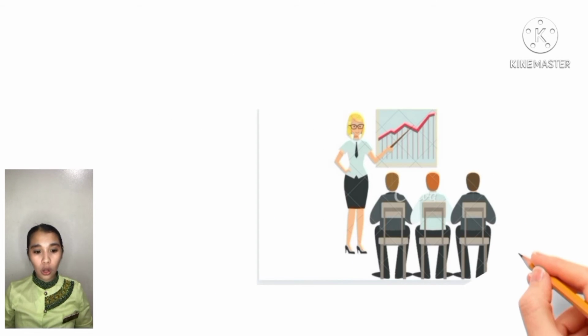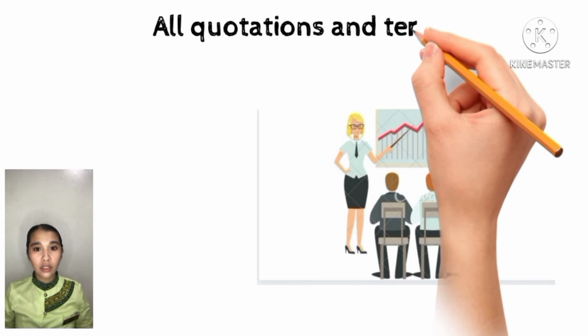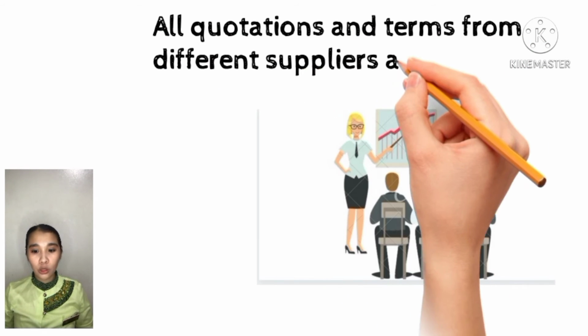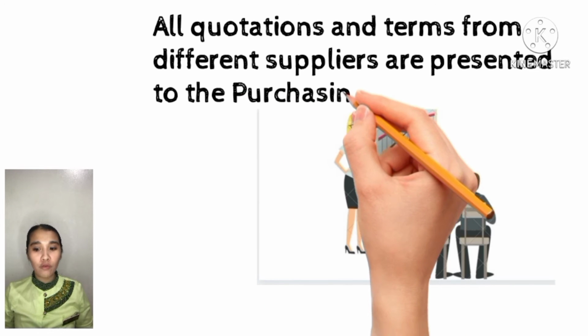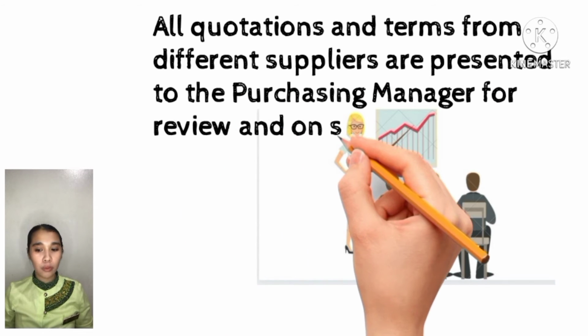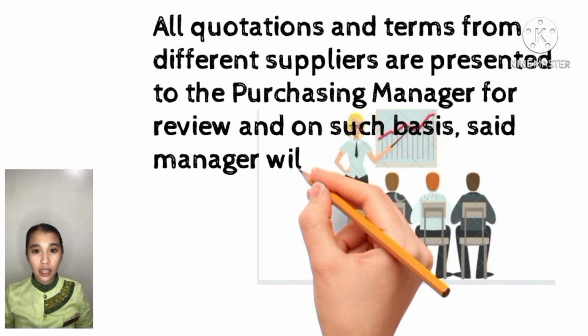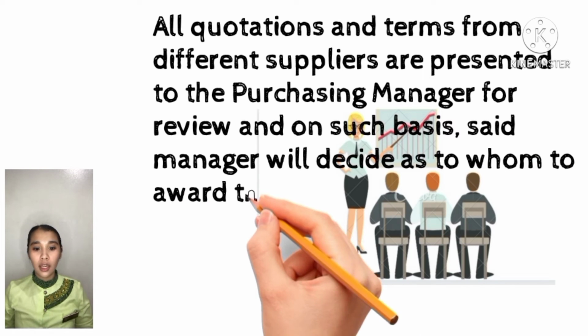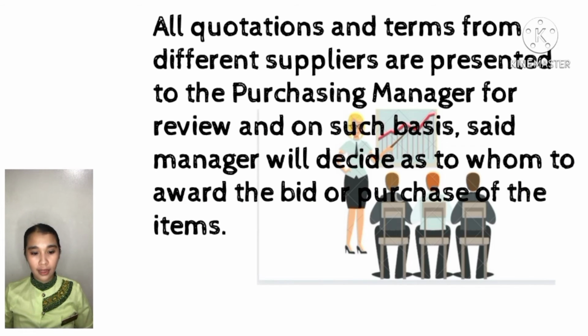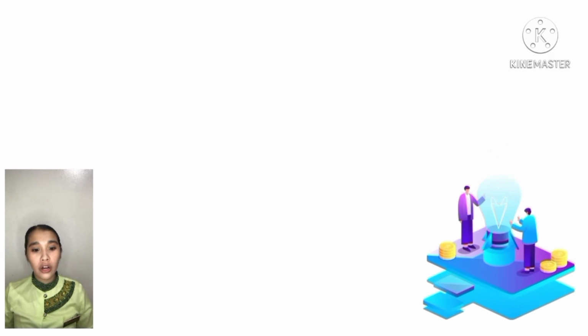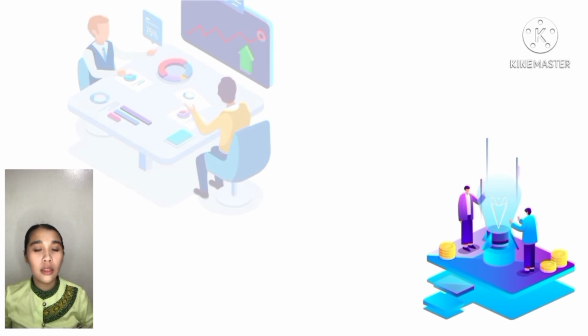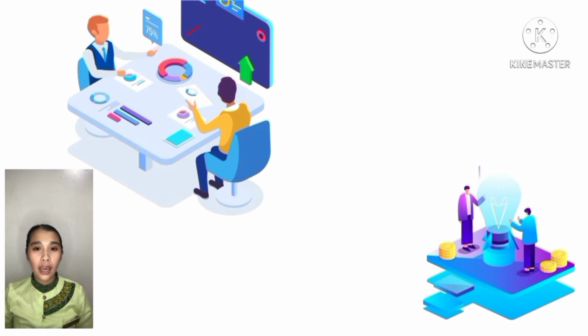Number 9 is, all quotations and terms from different suppliers are presented to the purchasing manager for review, and on such basis, said manager will decide as to whom to award the bid or purchase of item. This means that this is the decision part. We need to choose and award the bid or purchase of the item from different suppliers.